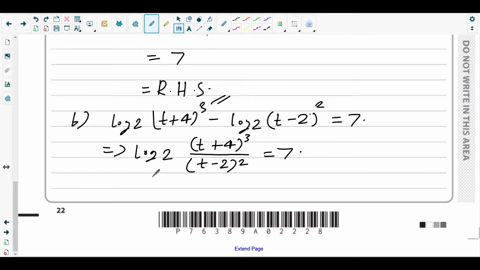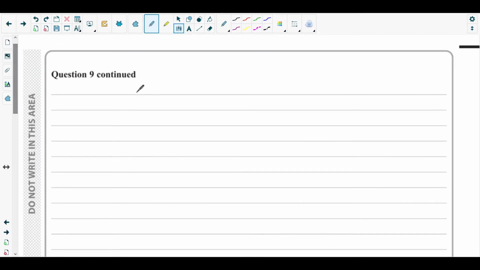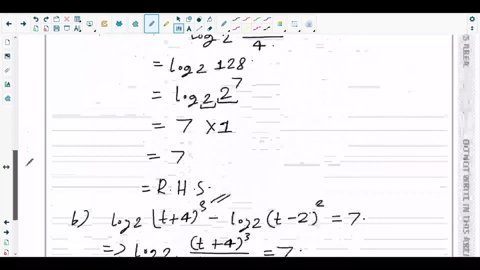Now use the formula for logarithm. Let me write it down. If log base a of n equals x, then a to the power x equals n. So pointing out, this is a, this is n, and this is x. So a to the power x equals n. So a to the power x is basically 2 to the power 7, and n equals (t plus 4) whole cubed.